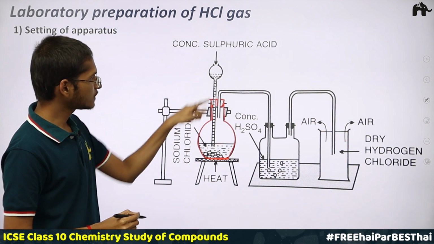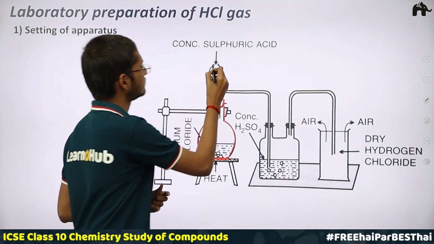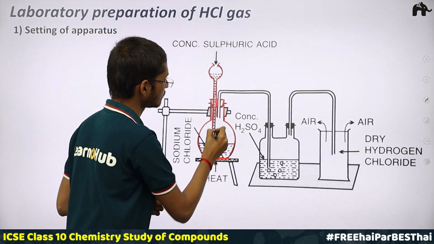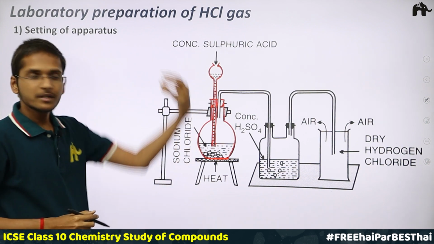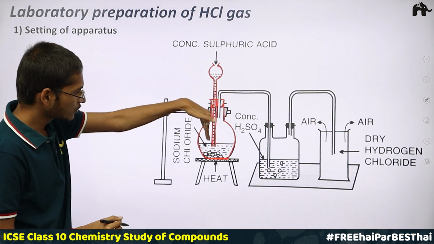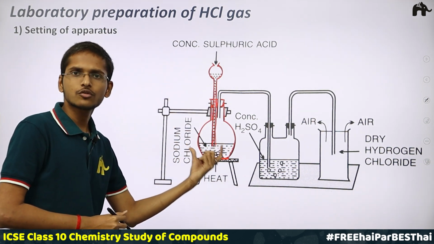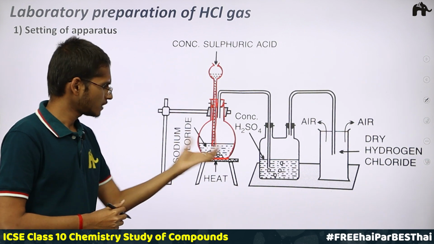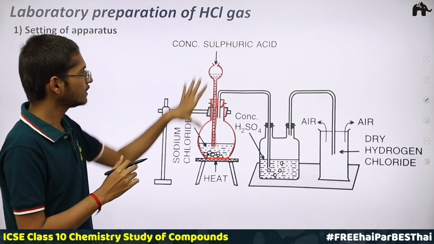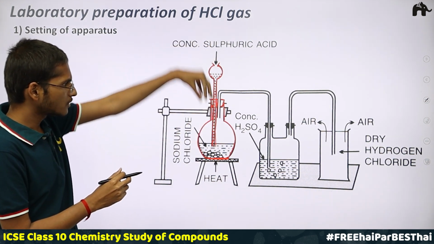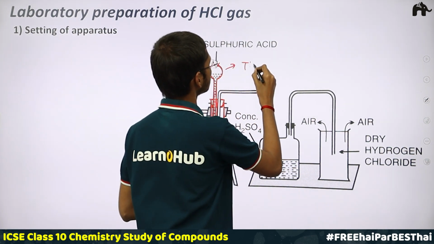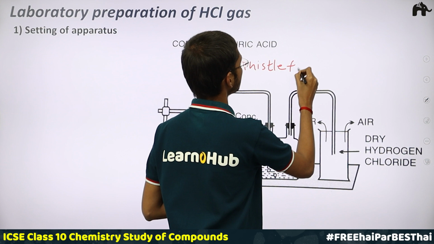Okay, from these two holes, now what we are going to do, we are going to put this, this is called a thistle funnel. So we are going to immerse this thistle funnel through this cork into the flask, and we are going to dip this in the hydrogen chloride, in the sulfuric acid. Now don't worry about this dipping part. I'm going to tell you how we are going to arrange this in the precautions we will study. But first of all, you are just going to put this thistle funnel through this rubber cork. I will just write it here, thistle funnel.